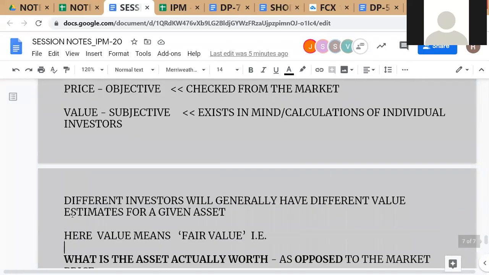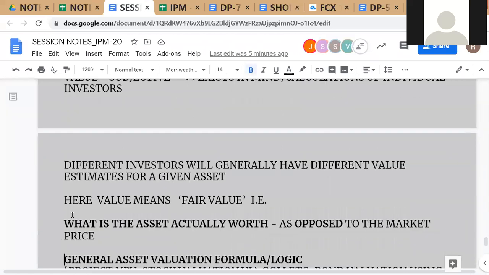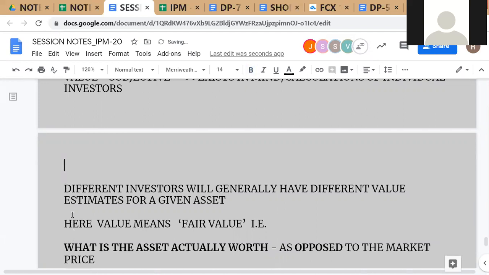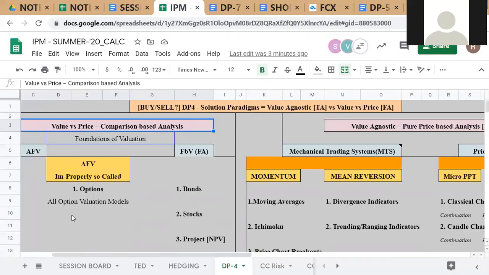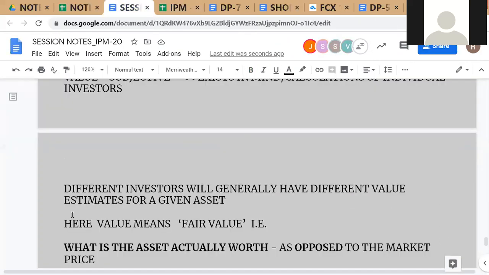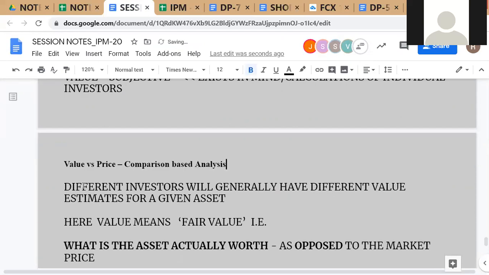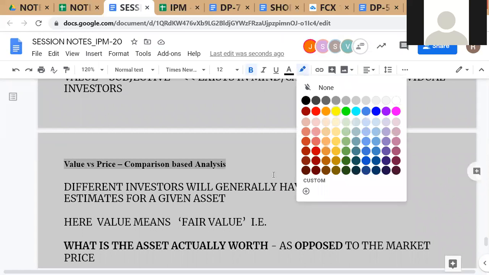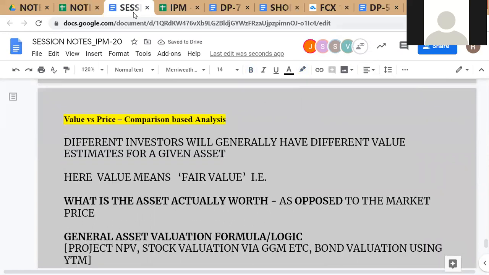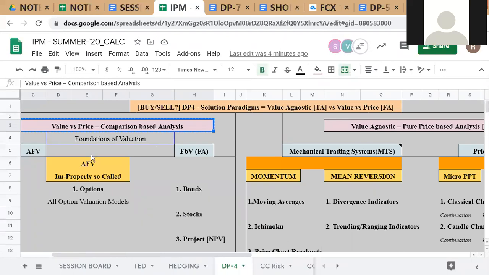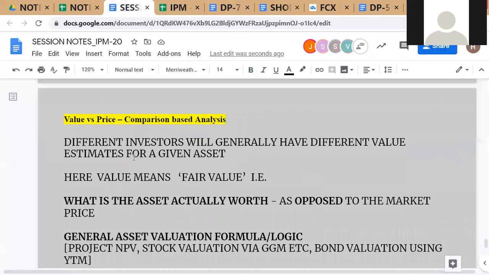Price versus value distinction. So here, let me put this here actually. I want to just put this here, this part. Now we are discussing this part, right? We are going into this, trying to understand what the philosophy is on this side of the tree. Okay, what is going on here?